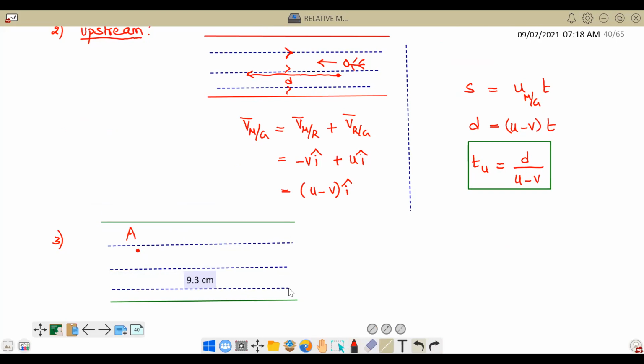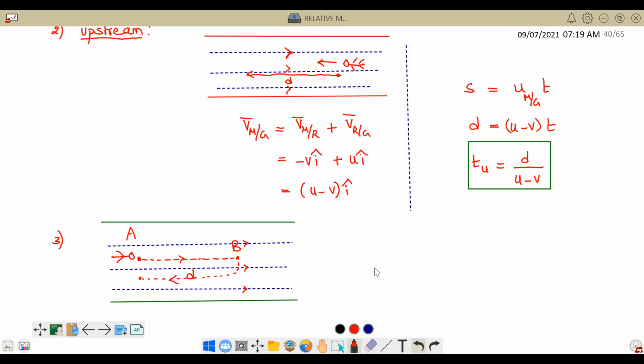The river is flowing in this direction, and a man starts from point A and swims like this. This is the man. He swims, let us say, a distance d and reaches a point B. Then he makes a U-turn and comes back to point A.